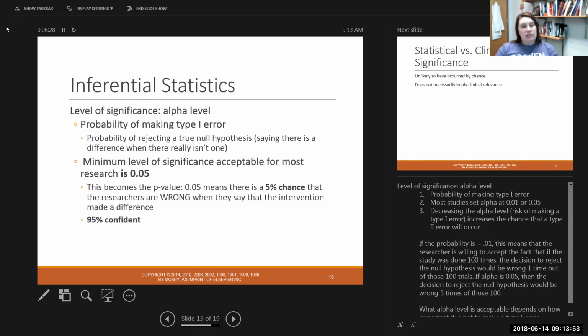With inferential statistics, the level of significance, the alpha level, is fairly important in that we're testing the probability of making these errors. The minimum level of significance that's acceptable for most research is very small. So the p-value is 0.05. Again, there's a 5% chance that the researchers are wrong in saying this intervention will make a difference. So again, this goes to that 95% confidence level.